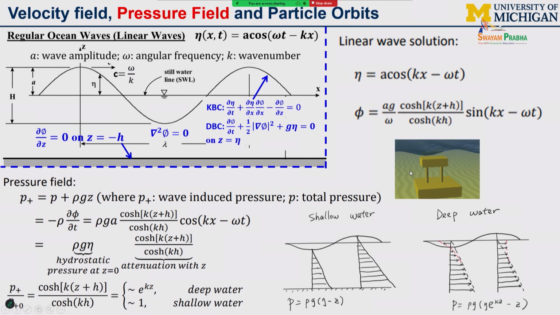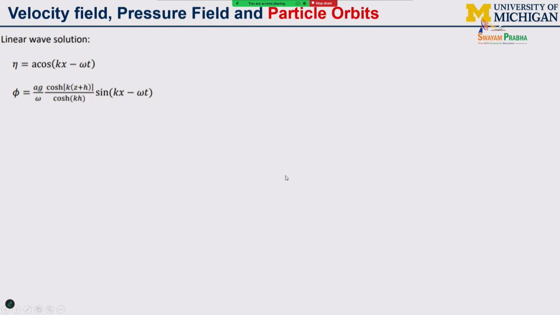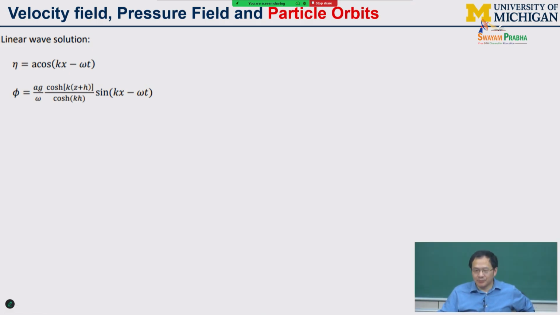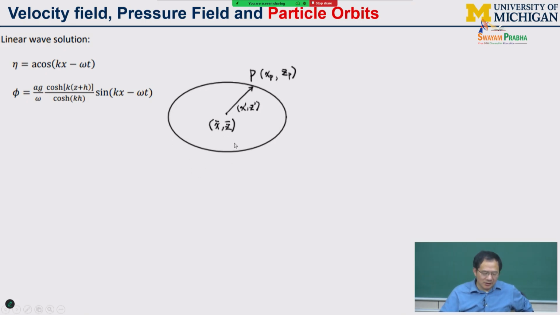This is the pressure field. The third is particle orbits. Particle orbits are what I mean by the particle motion. At the beginning, you saw the figure that I showed, that's particle motion. So how do we understand the particle orbits? You know the surface wave amplitude, A cosine(kx minus omega t), right? K is the wave number, cycles per length, and omega is cycles per second, right?